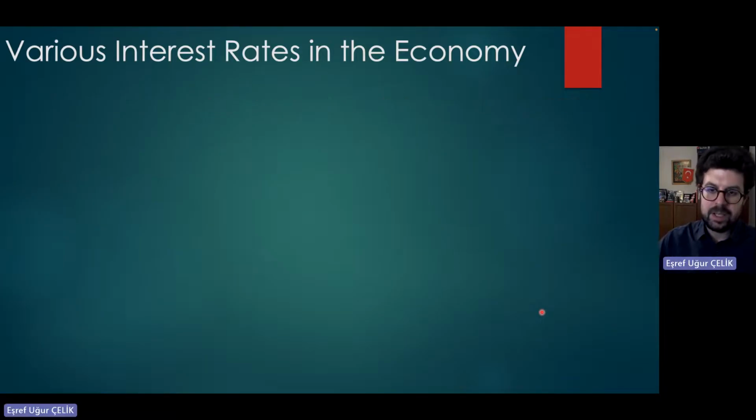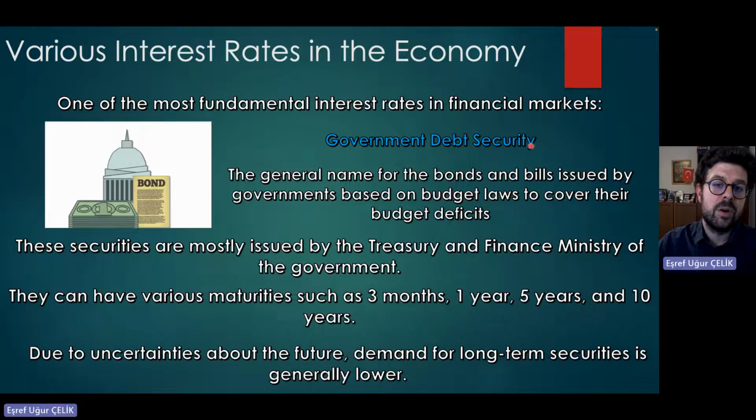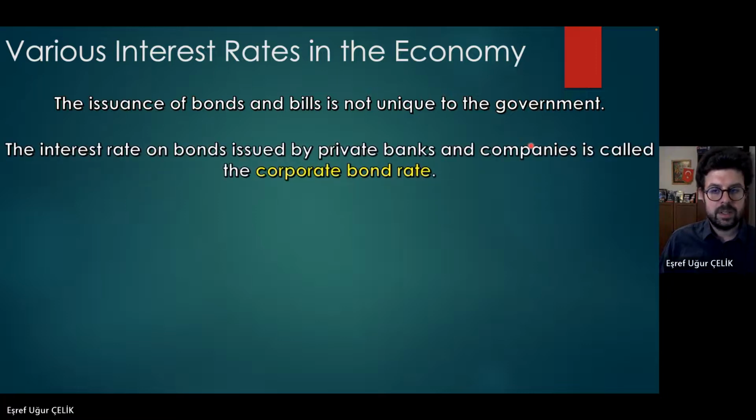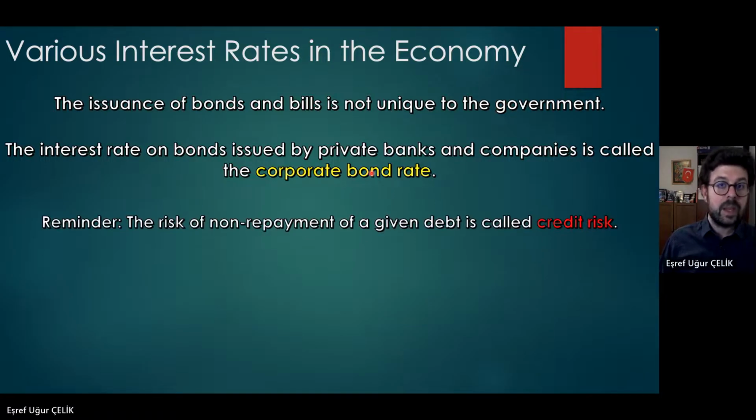I said government-issued debt securities, but that is not the only security. Other actors also issue bonds and securities. For example, private banks and companies issue bonds called corporate bonds, and they can use the corporate bond rate. But there's a problem over here. Let's look at the definition of credit risk, then we can talk about the government and private part.